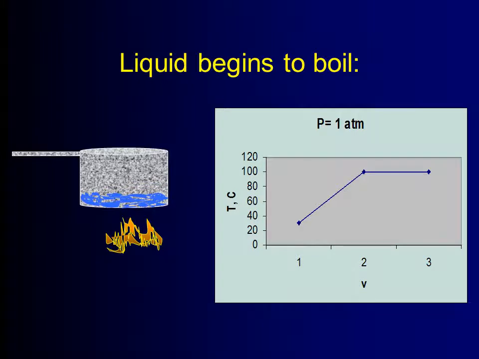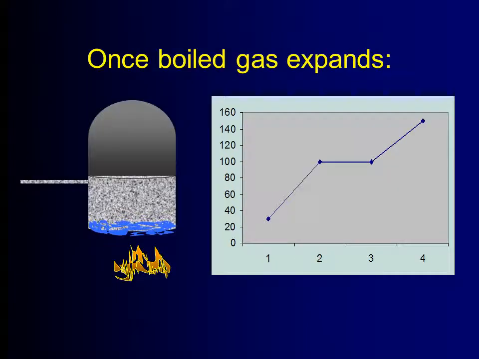Once you reach 100 degrees, the temperature will quit changing and it'll start to boil. As it starts to boil, the volume will increase quite largely. You'll have a huge increase in volume here. I don't think this picture does it justice, but as the liquid becomes vapor, especially for low pressures, you have a very large increase in volume. That point is called saturation. Once it's all boiled, the gas expands further, and you have a further increase of temperature.